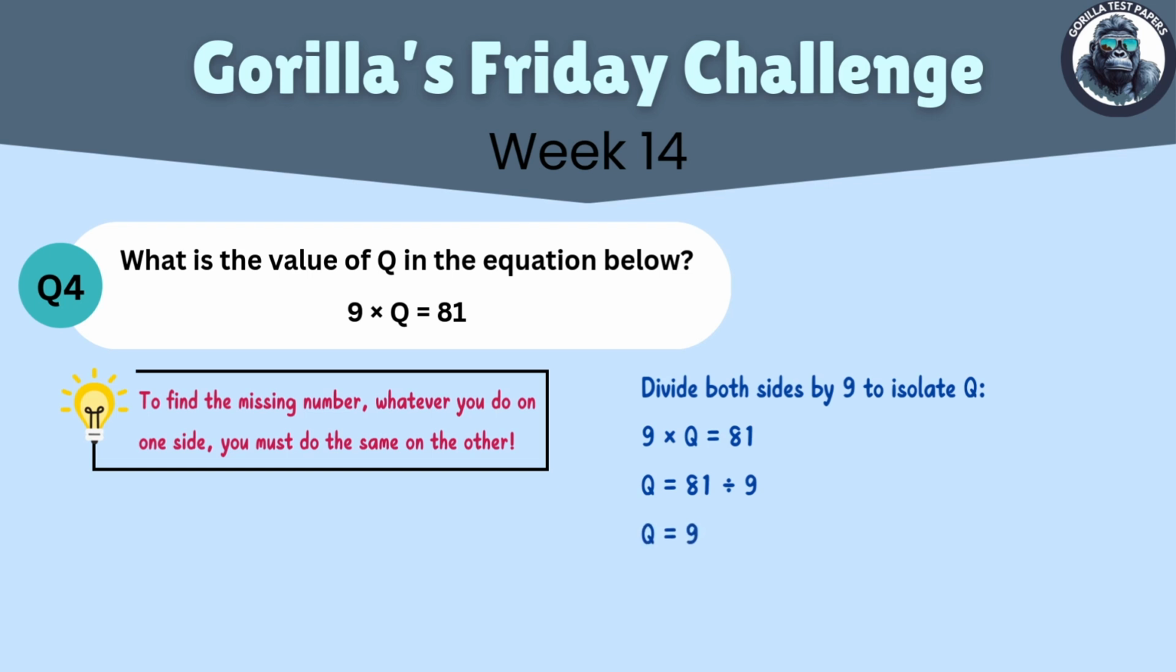Another way you could also do this is by moving the 9 across the equal sign, and when it crosses the equal sign, the multiplication becomes division. So once again, we still get q equals 81 divided by 9, which also gives us q equals 9. So either way, you get the same answer. This is the answer for this question.